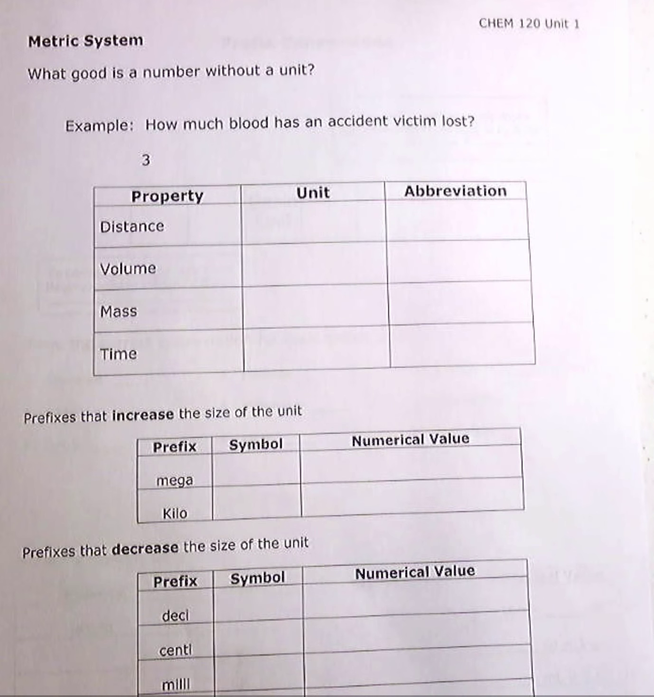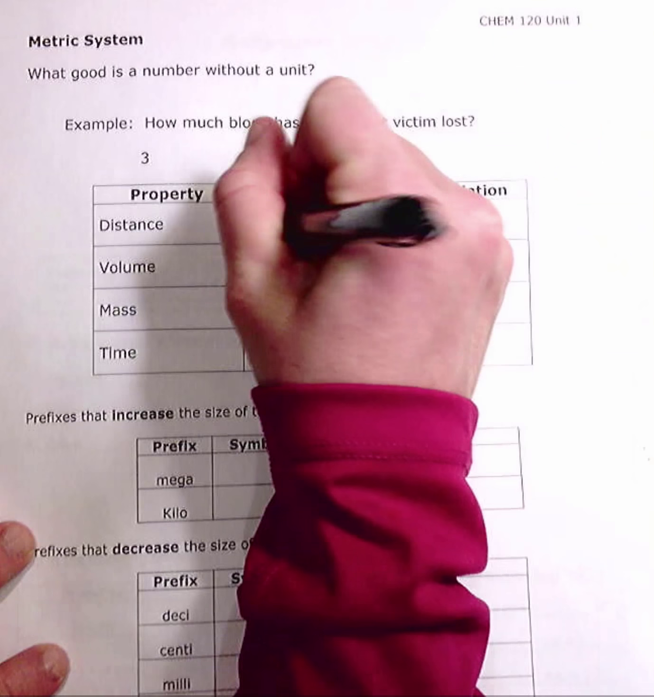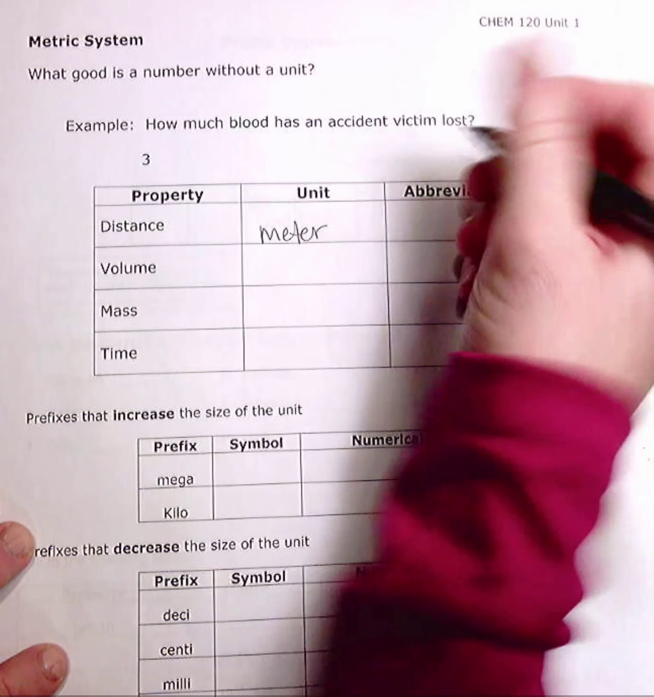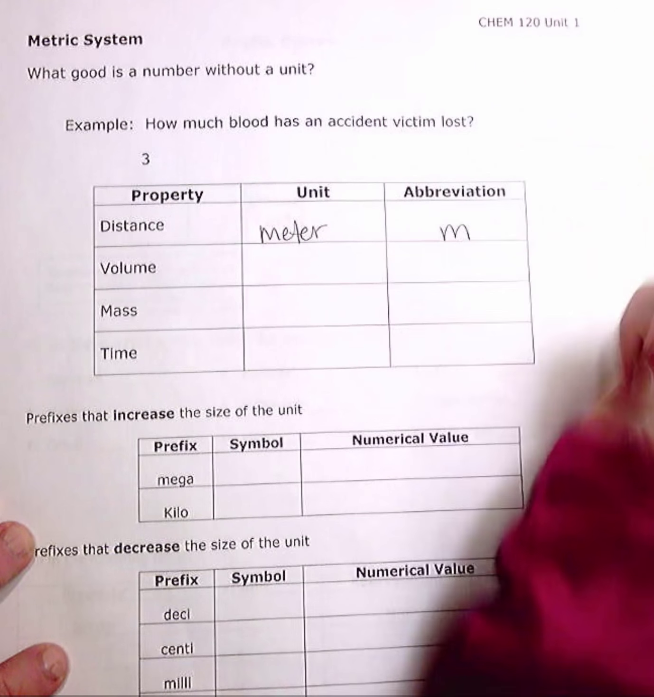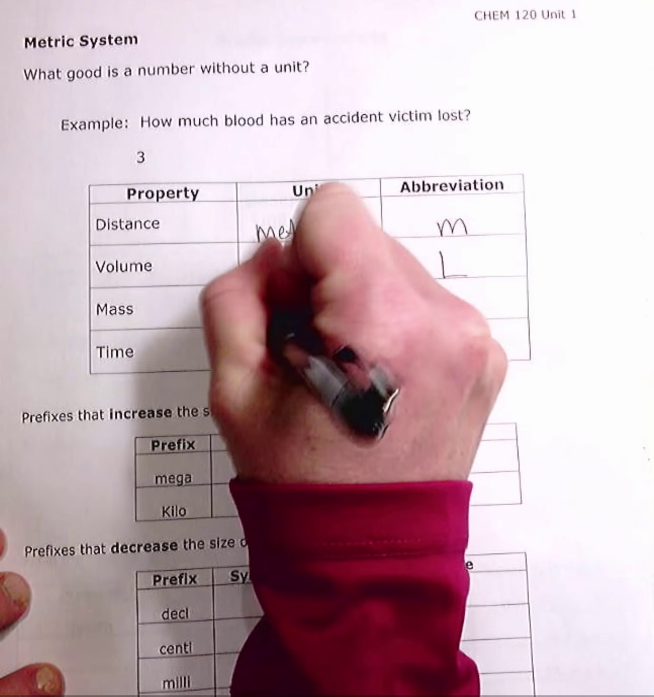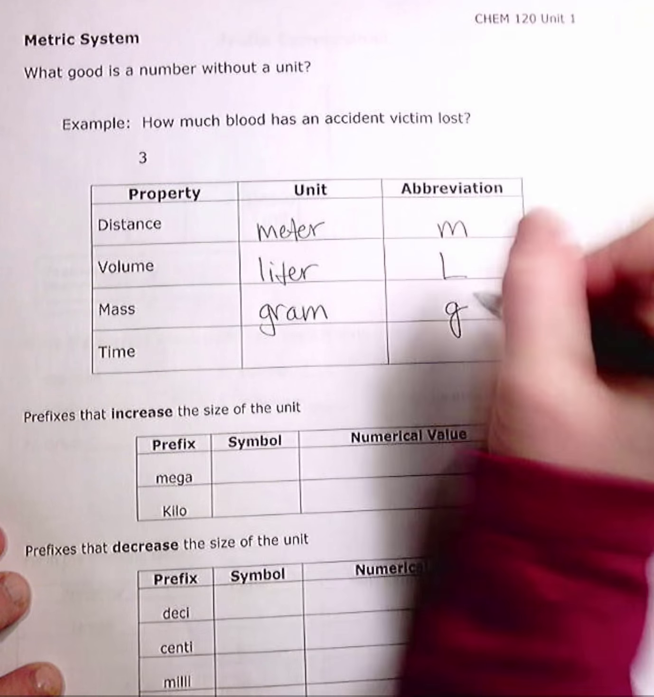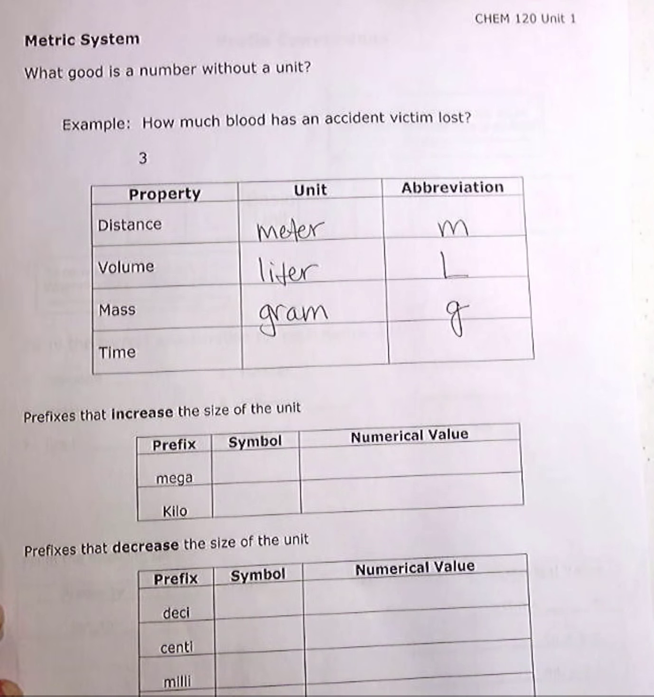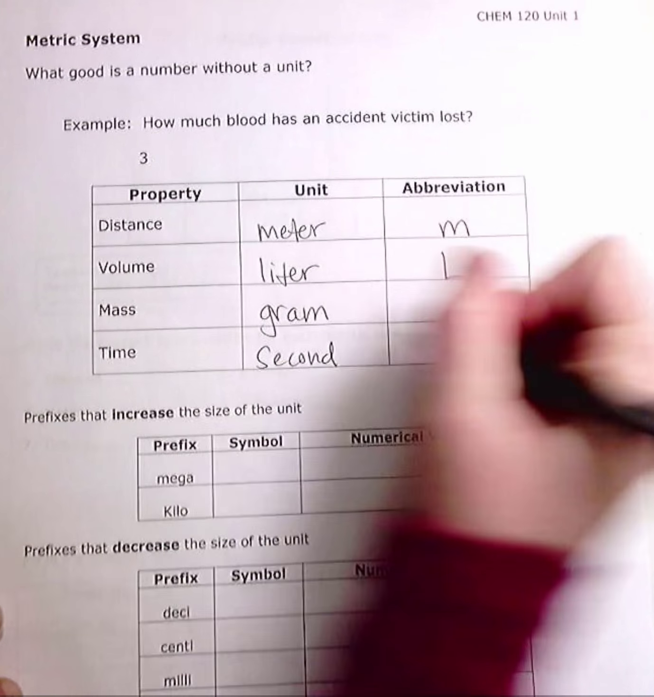Okay, so the properties that we will most often see: distance is meters, and the abbreviation is M. Volume is liters, and the abbreviation is a capital L. And a lot of people say, oh, these chemists are so picky. Yes, we are picky. We're very picky about how you capitalize because it can mean a huge difference in what unit it is or what element it is. So pay attention to your lowercase and uppercase letters. The unit for mass is gram, and the abbreviation is g. And the unit for time is second, and the abbreviation is s.